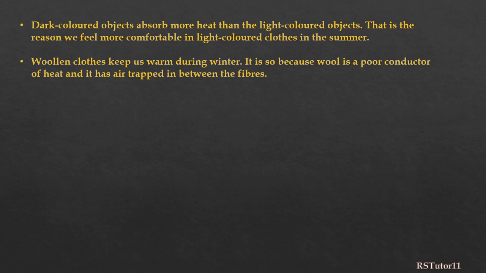Dark colored objects absorb more heat compared to light colored objects. That is the reason we feel more comfortable in light colored clothes in summer. Woolen clothes keep us warm during winter. It is so because wool is a poor conductor of heat and it has air trapped in between the fibers.